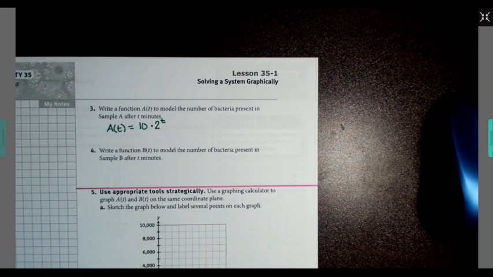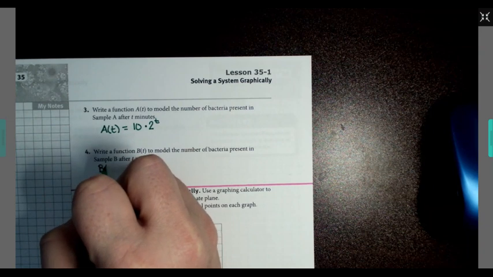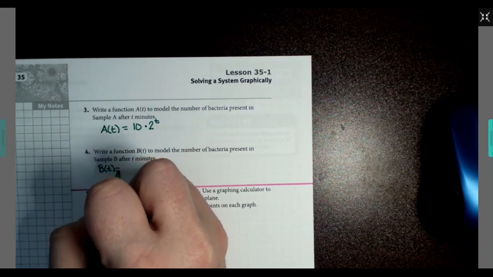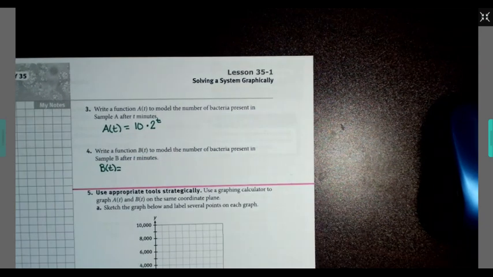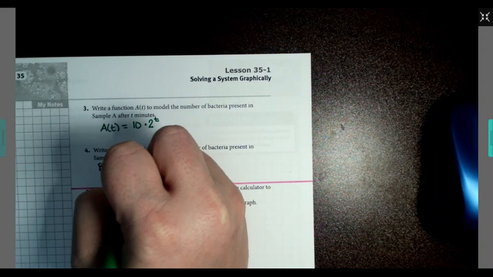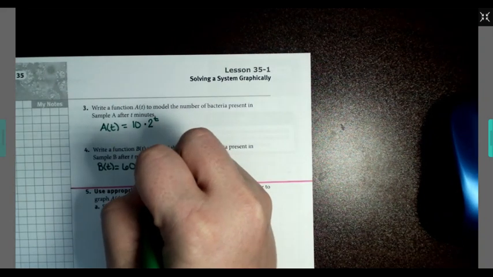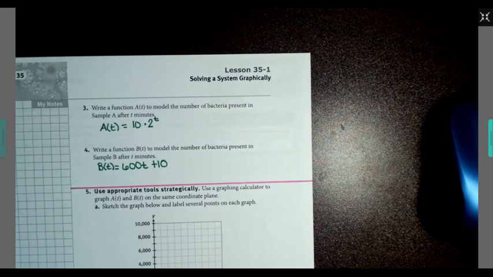All right, sample B. What happened to B every minute? It increased by 600 every minute, right? So we have an increase of 600 for every minute. And where was its starting value? It also started at 10.